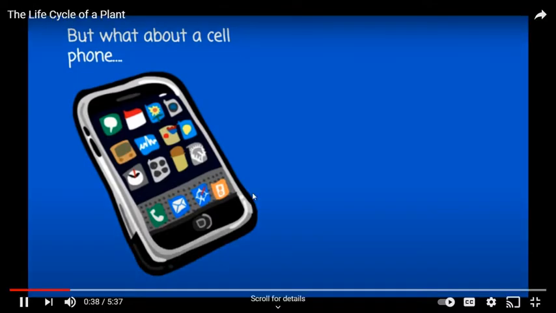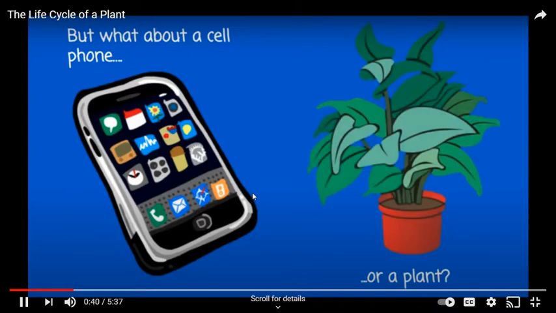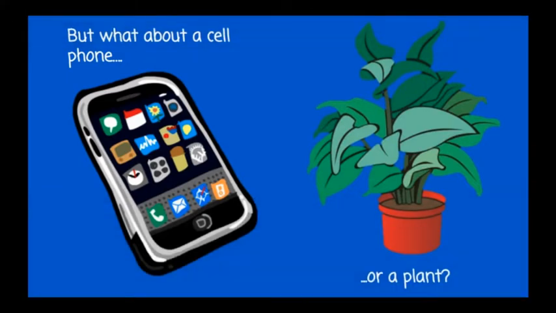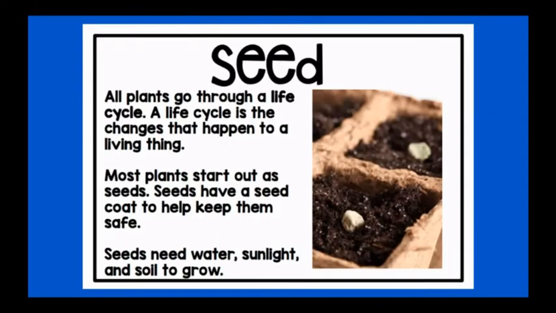How about a plant? Do we feed plants? I know we give them water, but we don't feed plants. Plants produce their own food. So yes, a plant is a living thing. It can grow and change. Today we'll be learning about the life cycle of a plant.